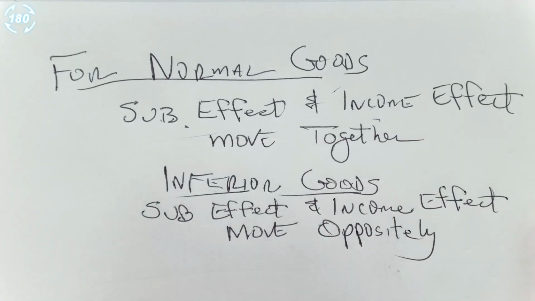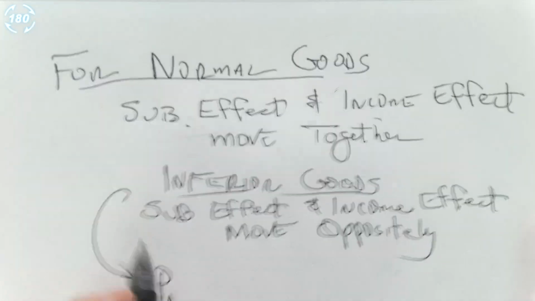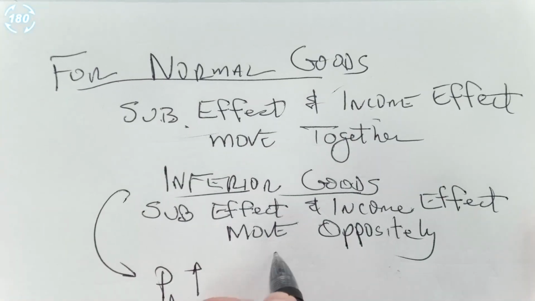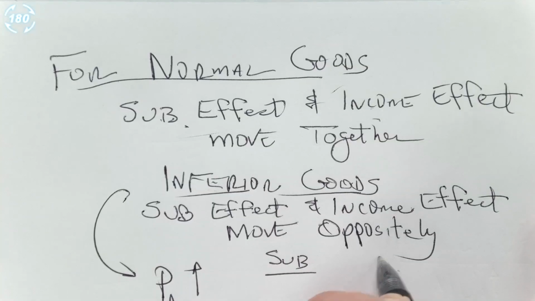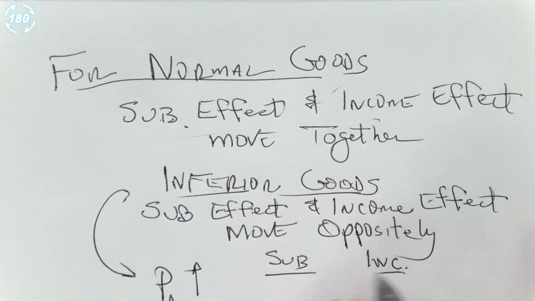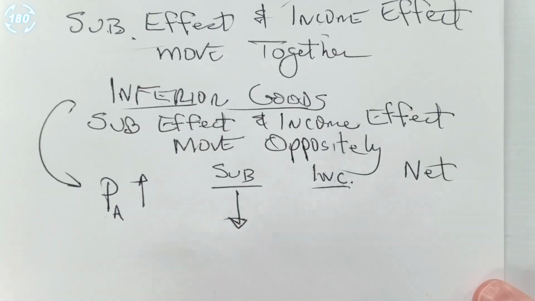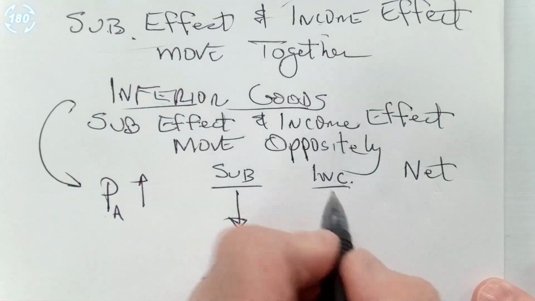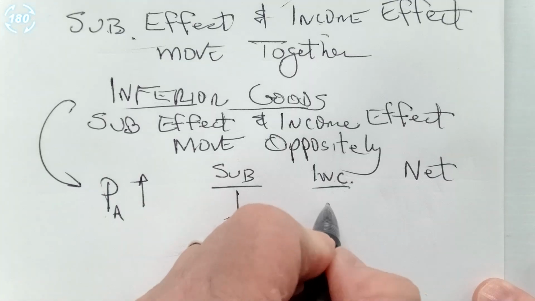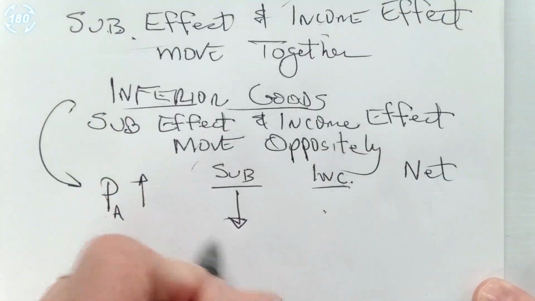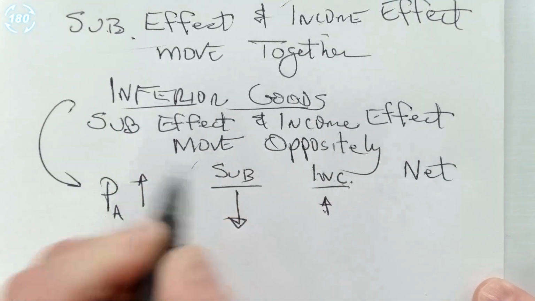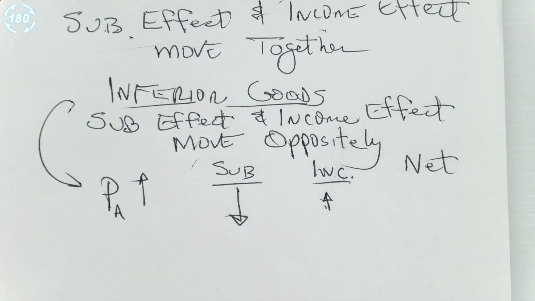So again, the price of apples goes up. Then we had these two effects: the substitution effect and the income effect, and then we had net over here. And I drew this arrow here. This is one line in that table I had last time. If you don't remember that, go back and look at that. But the income effect is opposite of the substitution effect, and I drew a little arrow here. The first point is they move in opposite directions.